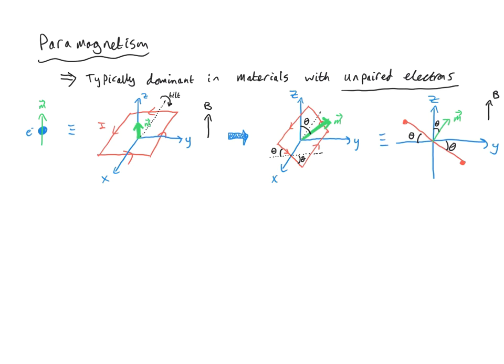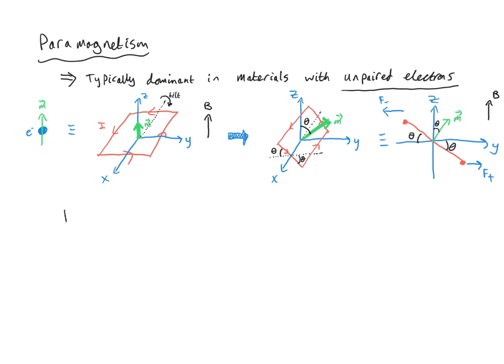Well, this tiny current loop will experience a torque that will tend to orientate the dipole moment in the direction of the field. How does that work? Well, we imagine that there is a force acting on this side of the current loop, which I'll call F+, but then there is an equal and opposite force acting on this side, which I'll call F-. So the total force is equal to 0, but there is a torque that tends to rotate this current loop counterclockwise, thus aligning the magnetic dipole moment with the field.